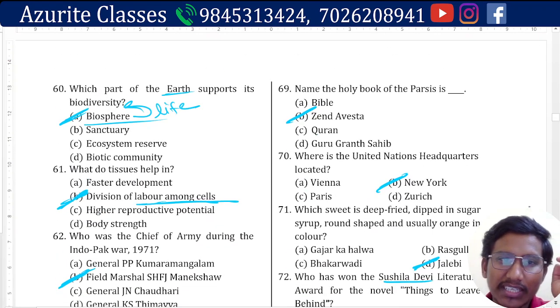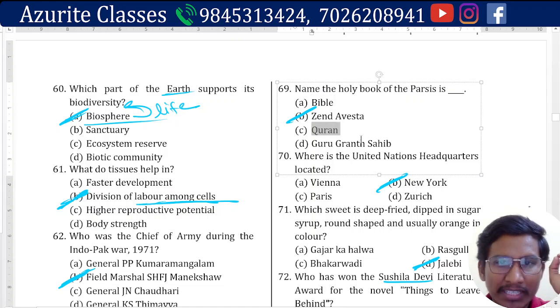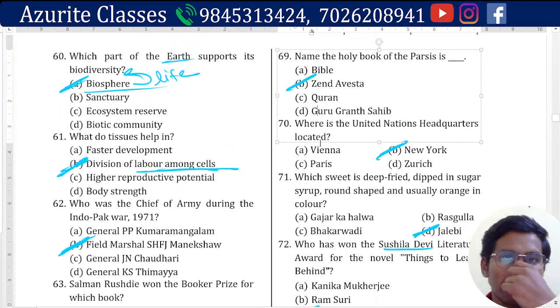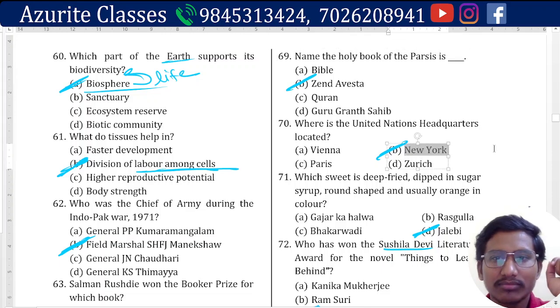Okay, so 69. Name the holy book of Parsis. Zend Avesta is the Parsis' book. Bible is Christians'. Quran is Muslims', right? And Guru Granth Sahib is Sikhs'. Okay. Next, 70. Where is the United Nations headquarters? That is New York. Okay.